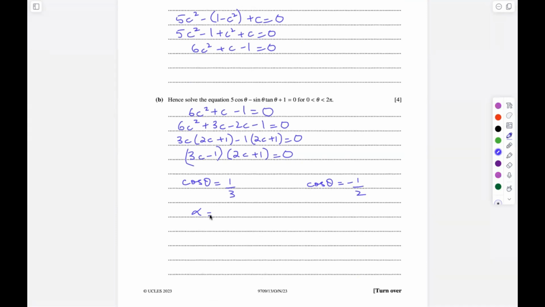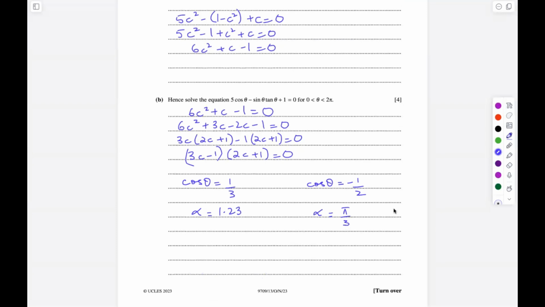First, finding the basic angle in both the cases, so we'll take cos inverse of 1 upon 3, that is equal to 1.2309, and we can just leave it as 1.23. And taking cos inverse of 1 upon 2, that will be pi upon 3.